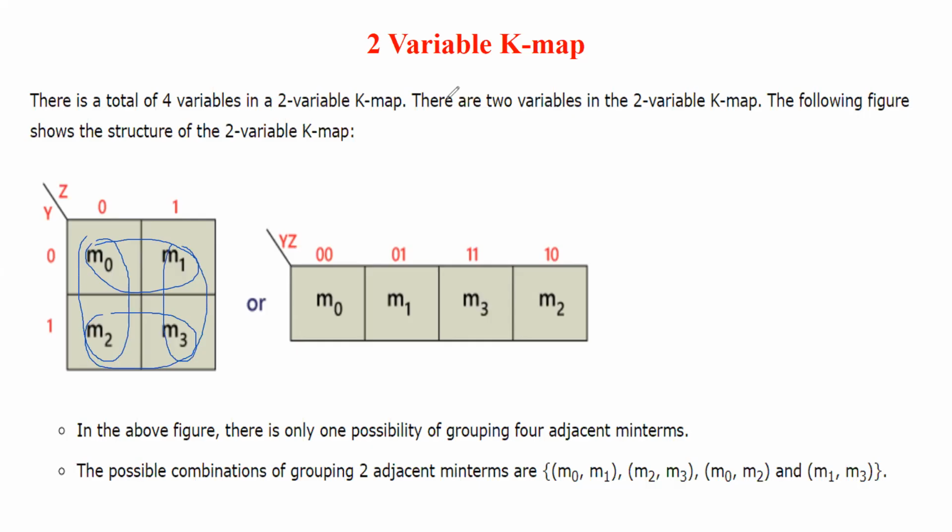See, nowhere am I marking M1, M2. We are doing rectangular grouping, we are not doing diagonal grouping. Okay. So suppose I can group M0, M1, M0, M2, M1, M3, or M2, M3. So this is what they are telling. These are the possible combinations of adjacent min term grouping. You have written this? Only remember this part. I just said min terms.